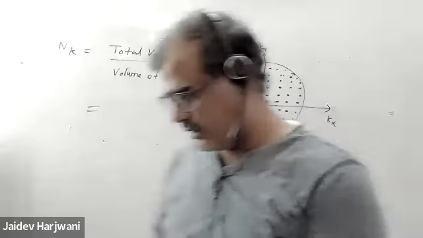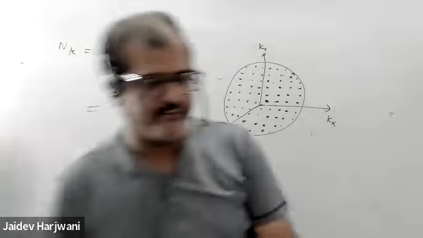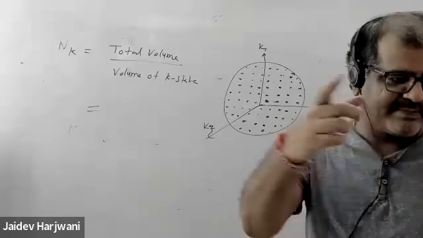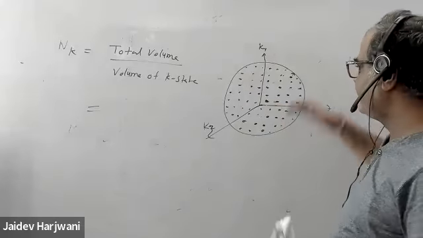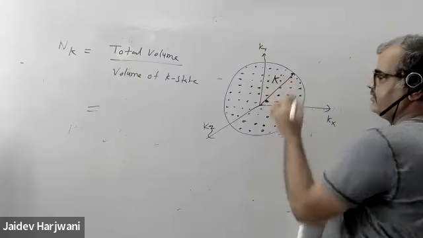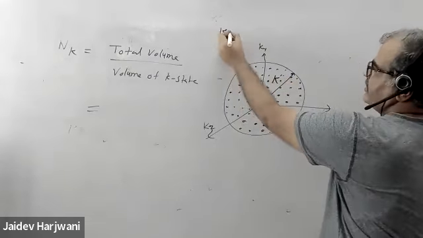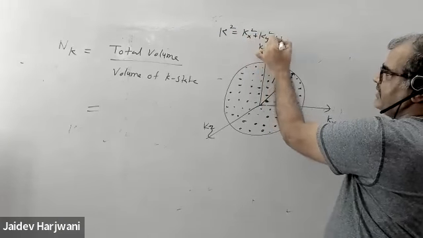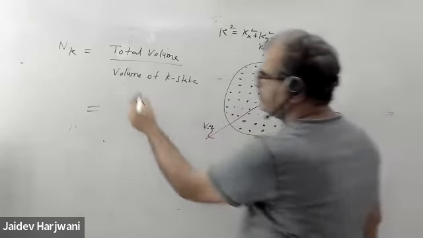Tell me. Sir, 4/3 pi k cube. You have already done it, let the other people answer. What is the total volume here? What is the volume of space? What is k? kx square, ky square, kz square. So what is the volume?